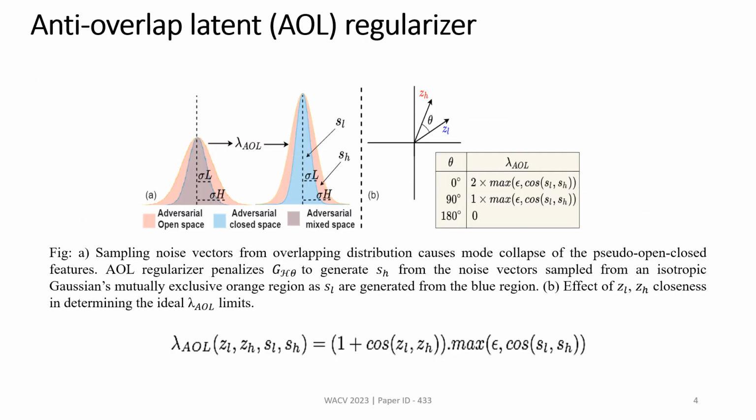However, due to utilizing low noise variance and high noise variance, we might encounter that the pseudo-closed and open set samples are quite overlapping with each other. Therefore, we further penalize our pseudo-open sample generator using a novel anti-overlap latent regularizer. Basically, whenever ZL and ZH are sampled very close to each other, the anti-overlap latent regularizer penalizes only the pseudo-open sample generator to produce SH quite discriminant from SL.